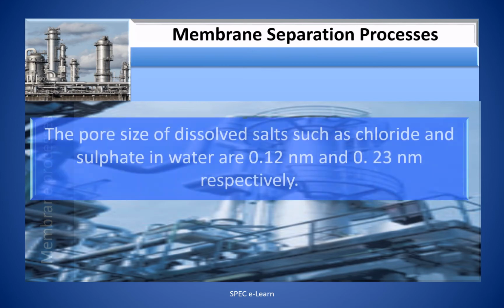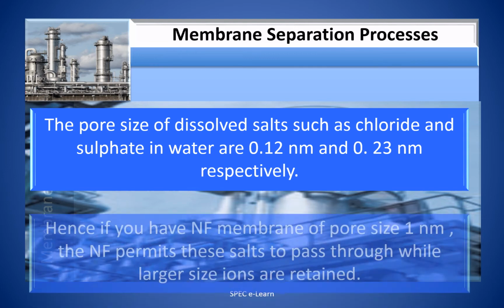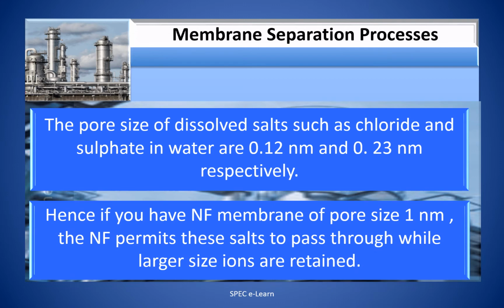The sizes of dissolved salt ions such as chloride and sulfate in water are 0.12 nanometer and 0.23 nanometer respectively. Hence, if you have a nanofiltration membrane of pore size 1 nanometer, the NF permits these salts to pass through, while larger size ions are retained.